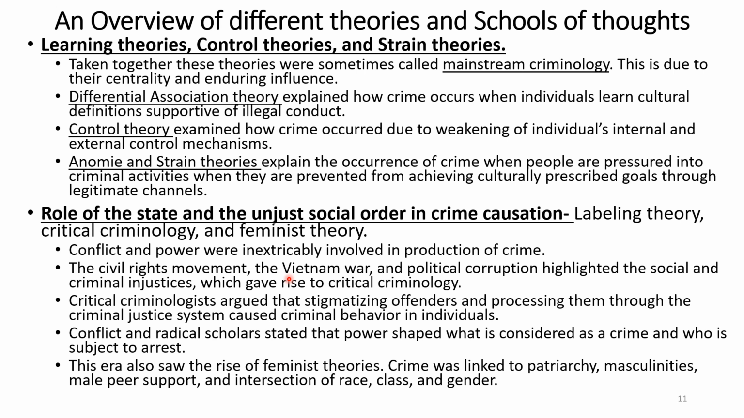The theories posit that conflict and power were involved in the definition and production of crime. The process of stigmatizing offenders and processing them through the criminal justice system created further criminal behavior in individuals. Critical criminologists argued that political power shaped what is considered as crime and who is subject to arrest. The feminist perspective linked crime to patriarchy, masculinities, and the intersection of race, class, and gender.